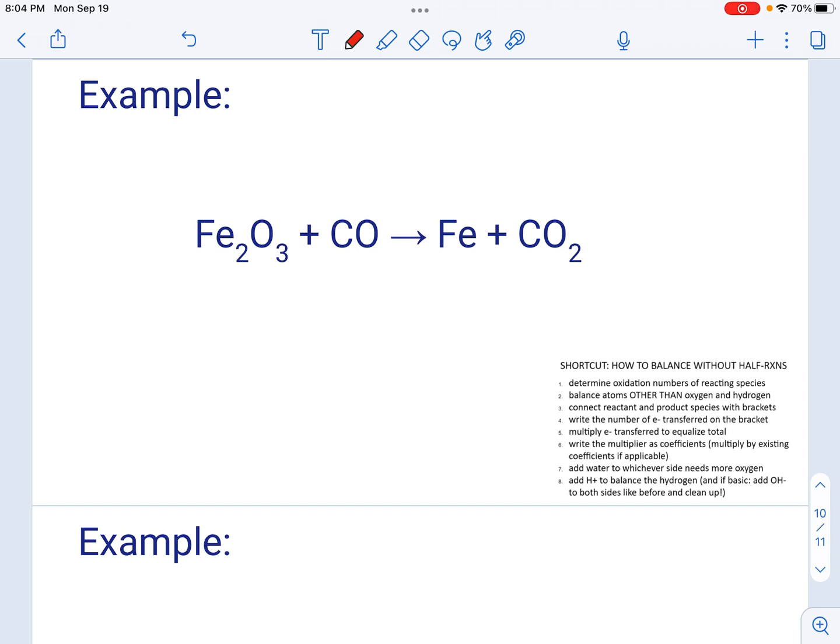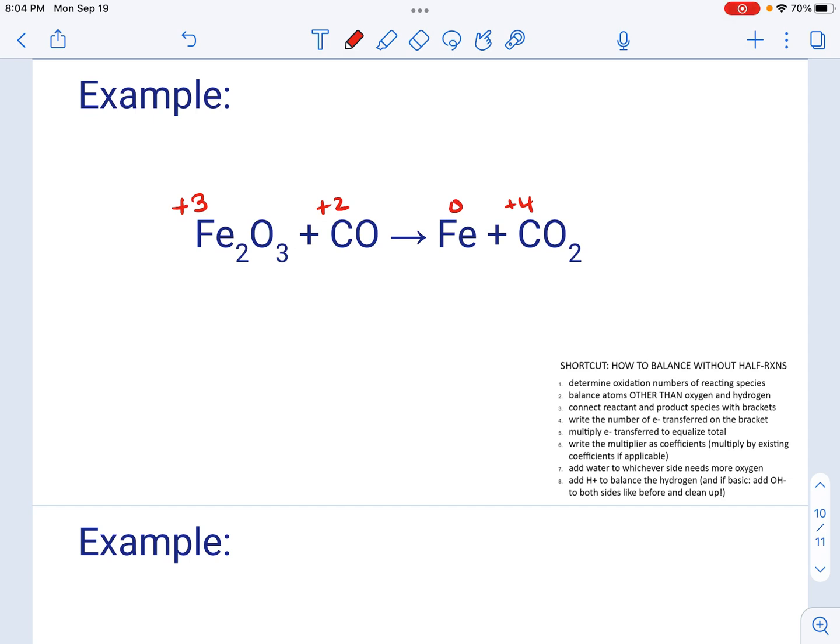The first thing that I need to do is figure out the oxidation number of everything in my equation so I know what's changing. I can see that probably the oxygen won't be changing, but the iron and the carbon might. On the left, the iron is plus 3 for an oxidation number, and on the right it's 0 because it's an element. On the left, the carbon is plus 2 because it's with oxygen, which is minus 2. And on the right, it's plus 4 because it's with 2 oxygen. So that's the first step.